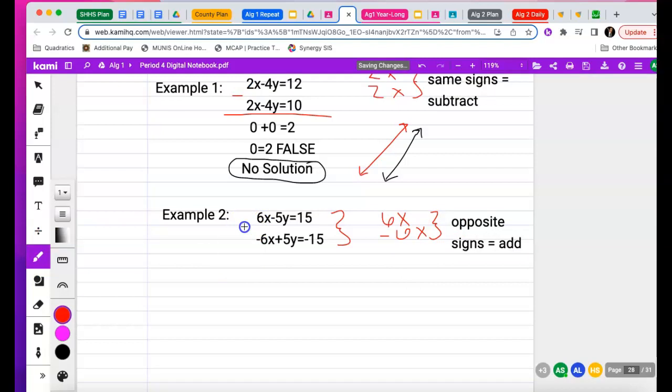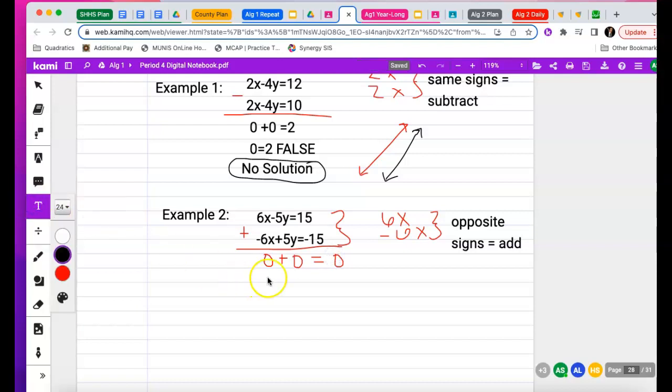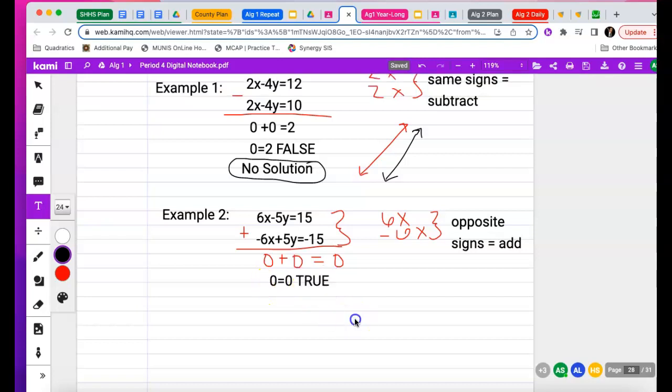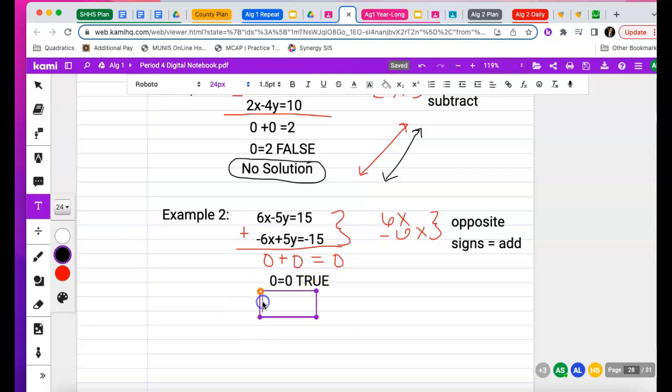So I'm going to put my little plus sign on the outside here. So 6 plus negative 6 is equal to 0. Negative 5 plus 5 is also 0, so they eliminate. And then 15 plus negative 15, that's also 0. So what we're looking at now, 0 plus 0 is 0. Well, does 0 equal 0? That is so true. They are the same number. So when it's a true statement like that, that means there are infinitely many solutions.